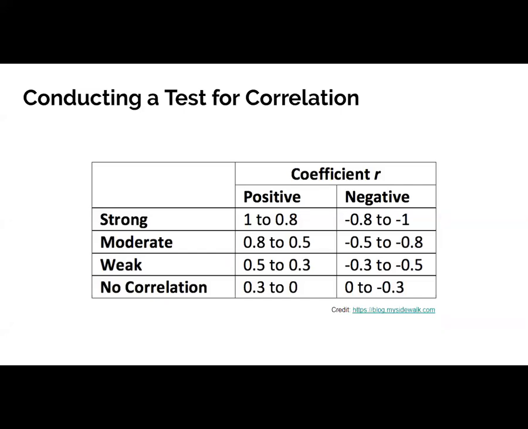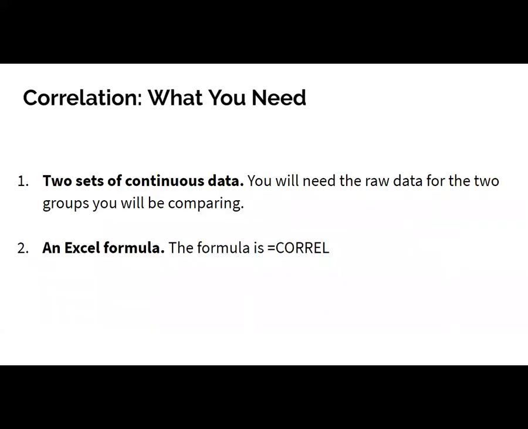So here they're saying if it's 0.8 to 1, it's a strong correlation, moderate, weak, and then no. And similarly, it does the same thing on the negative end. So when we find our correlation coefficient, we'll go back to this and look up whether it's a strong relationship, it's no relationship, or whatnot. So when we're running correlation, what you need are 2 sets of continuous data. So you need the raw data for the 2 groups, and then you need the Excel formula. It's as simple as that.